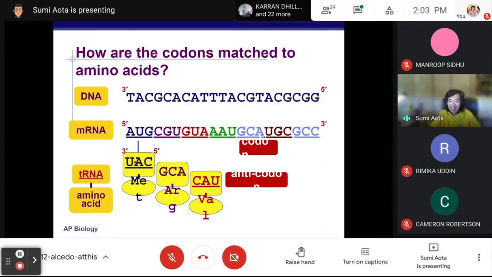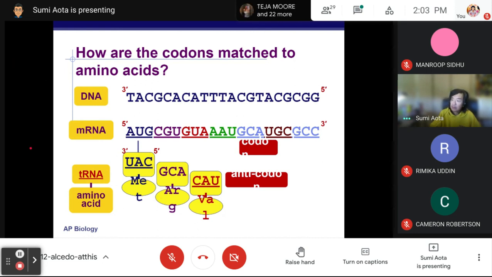This is called the anticodon. Okay, so the mRNA has the codon, and the transfer RNA with the matching anticodon will bring in the correct amino acid. So AUG, the transfer RNA has to be UAC, and it'll be carrying the amino acid methionine. If it's CGU codon, the anticodon would be GCA, which is arginine.